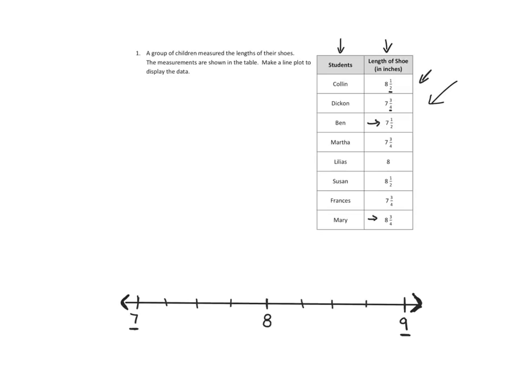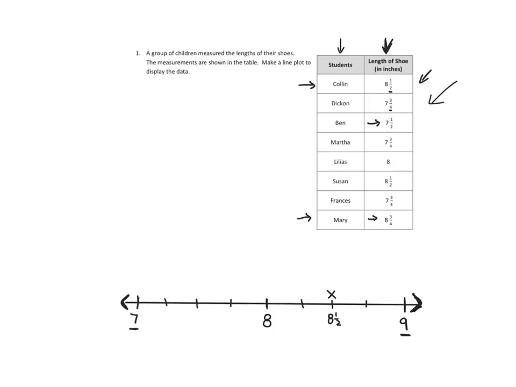So my next step is to plot all the data points on the number line. So I'm going to be plotting the length of the shoes on the number line. And so I'm going to start at the top here with Colin's data and work my way all the way down to Mary's. And for each set of data that I plot on the number line, I'm going to put an X above the number line. So for Colin, he's at 8 1/2. And so I'm going to put an X above the number line to represent one person being at 8 1/2.